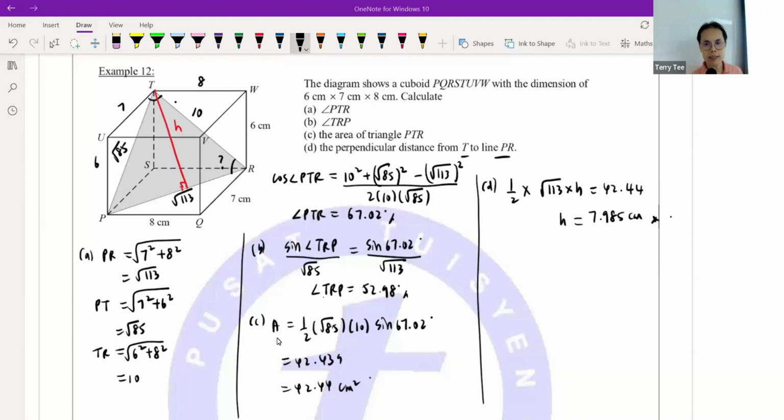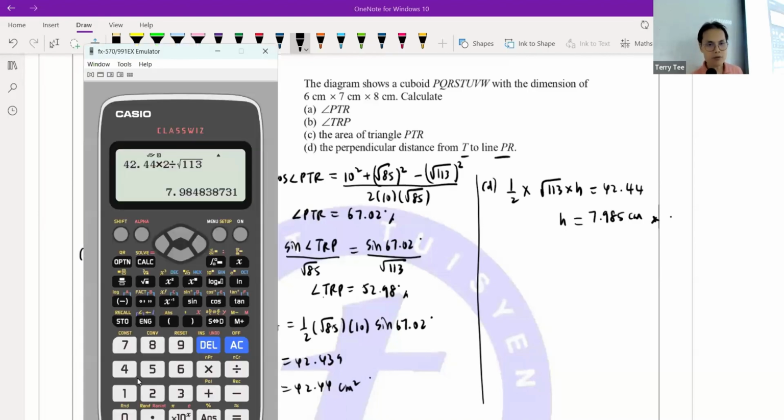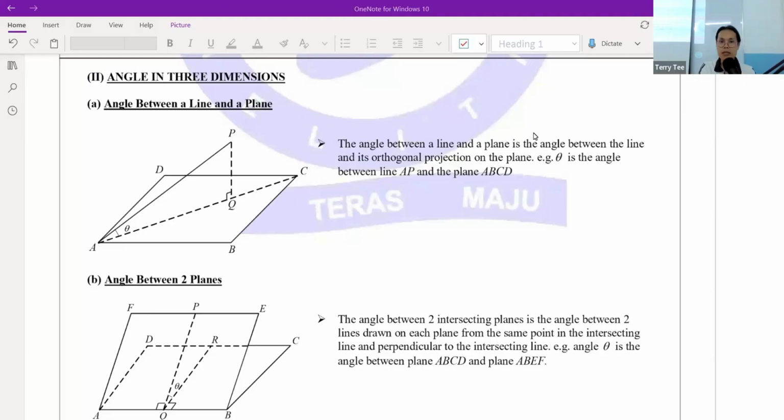If you use more decimal points, some of you may use 42.439. Then you times 2, divide square root 113. You get 7.98 or 985 as well. Yeah. You probably have seen this angle between line and plane.